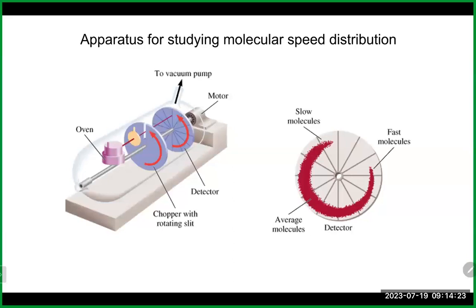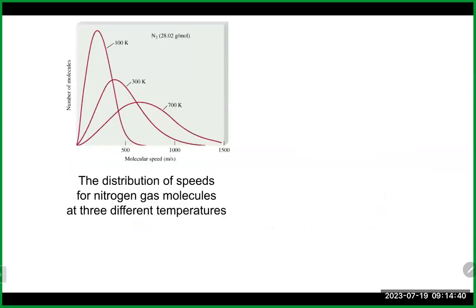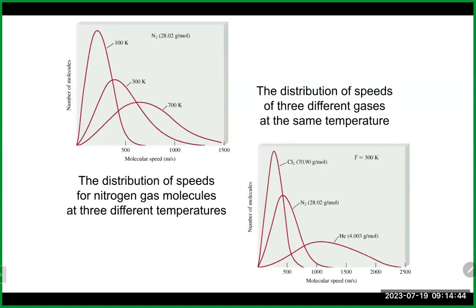All right, so this is an apparatus that you can use to study molecular speed. There are detectors that spin around, and slower molecules end up on one side and much faster molecules end up on the other side of the detector. And we can actually calculate the speed of a gas.